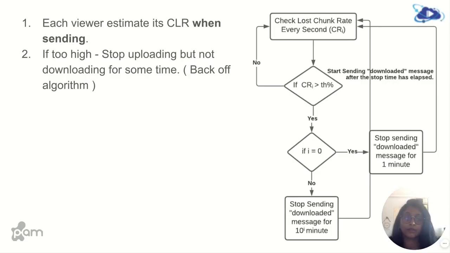The overall logic behind this algorithm is that the viewer estimates its chunk loss rate when sending. If it is too high, the viewers stop uploading chunks to the other viewers, but they can still download in V2V mode. They stop uploading the chunks for some time. More details about this algorithm are discussed in the paper.